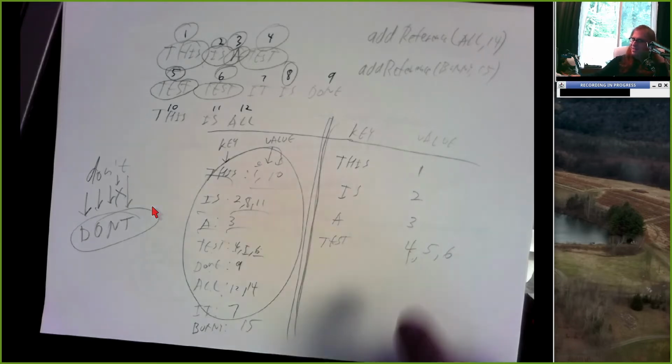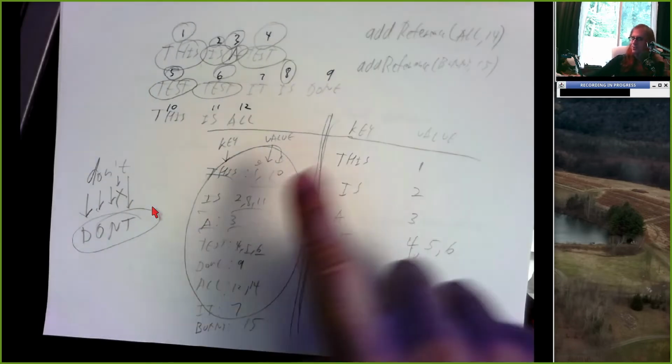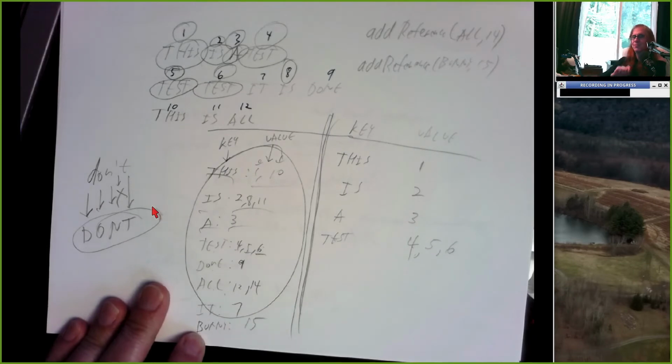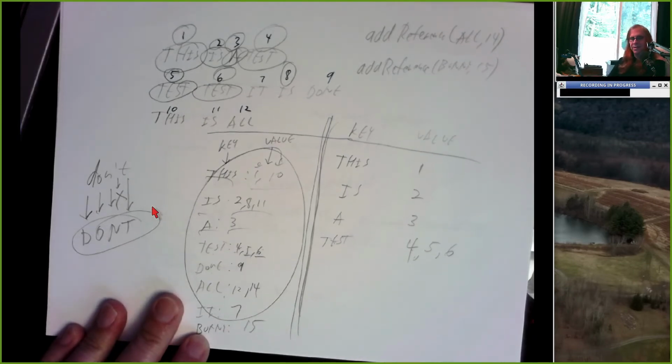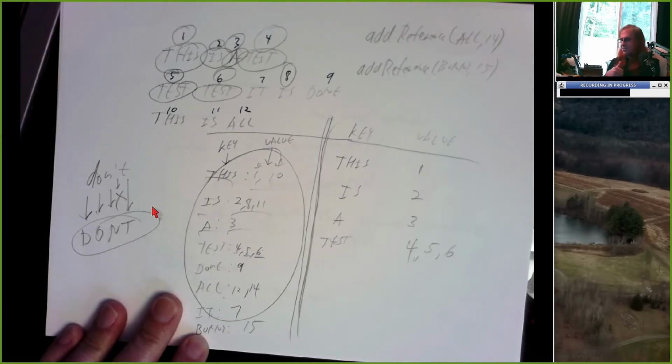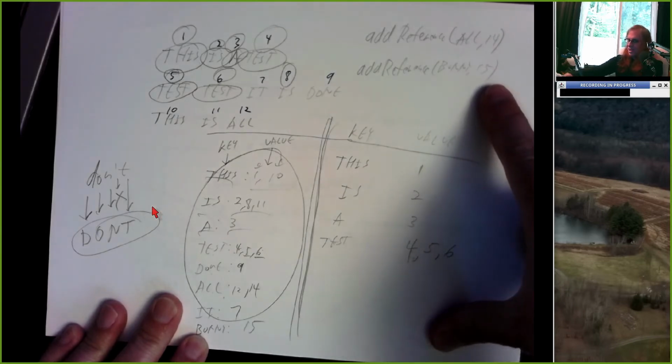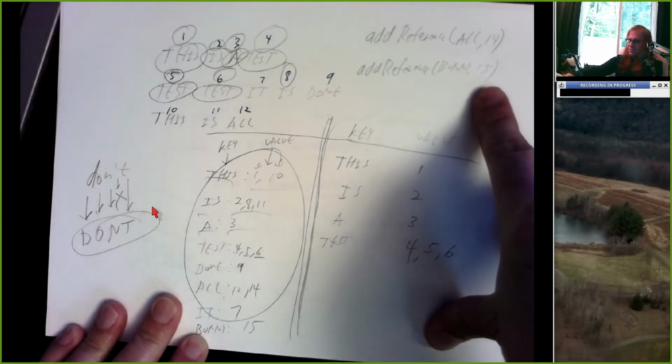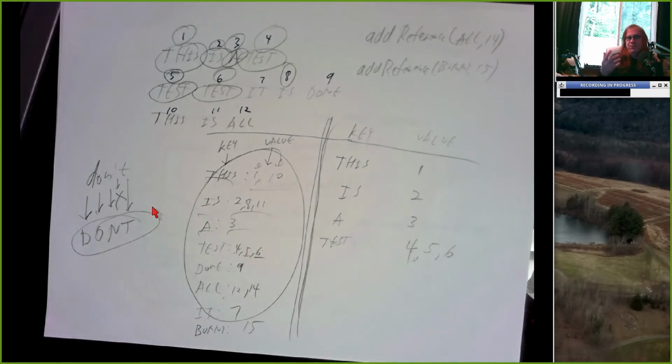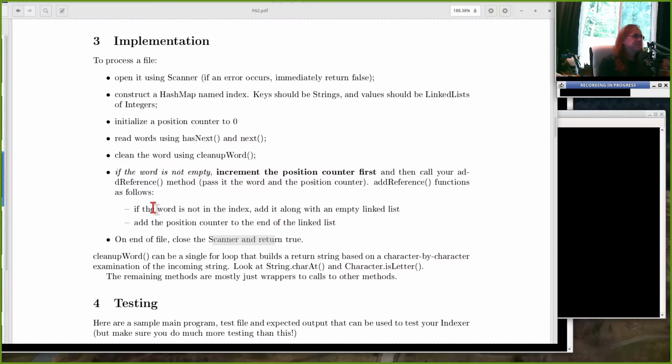But if instead you're inside add reference, you've got a word, you search your hash table and you don't find that word, now construct a new linked list containing this one number, and then store that word and linked list pair into your hash, and you do that with a put method. And we'll do some sample hash map code, and you'll see gets and puts.